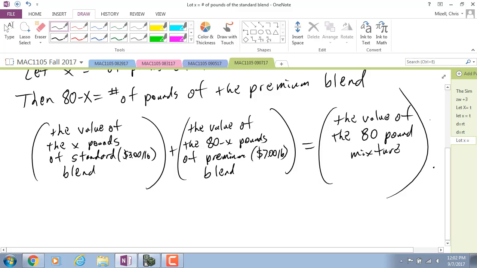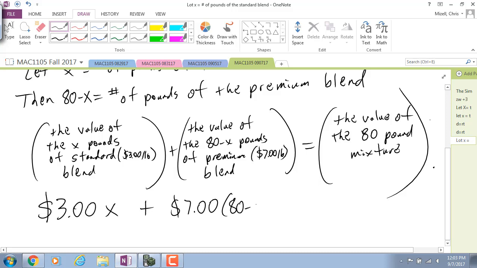So if we've got x pounds of coffee and we're charging $3 a pound for it, what's the total value of that x pounds of standard blend coffee? There we go. Take $3 a pound, multiply by x pounds. That's how much it's worth. Folks are paying for it. If we have some coffee that's so good that folks are paying $7 a pound for it, and we have 80 minus x pounds of it, if we simply multiply the price by the weight of the coffee, that'll tell us the value of that premium blend coffee going into it.